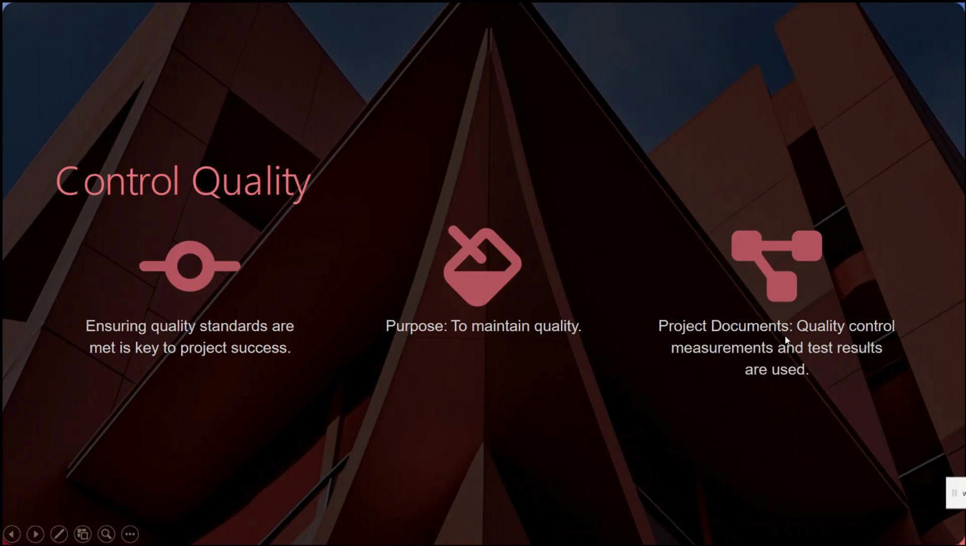Next, we have the project documents. Quality control measurements and test results are used. We use quality control measurements, test results, and inspection reports to confirm quality. Any quality issues found during testing will lead to updates in the project plan and quality management strategies.